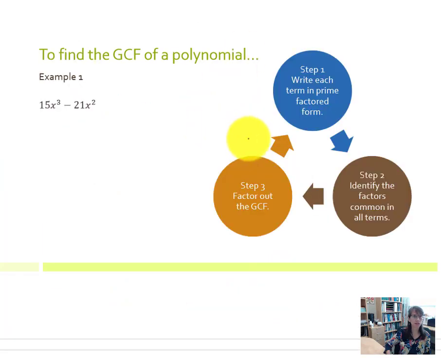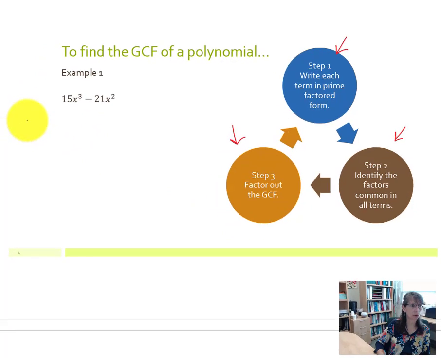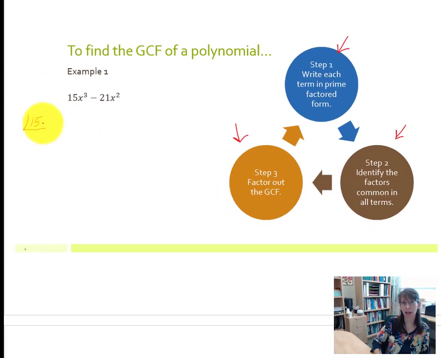To find the greatest common factor of a polynomial, we're first going to write each term in prime factored form. Next, we're going to identify the factors common in all terms. And last, we'll factor out that greatest common factor. So if I write 15 in its prime factored form, I'm thinking about 15 divided by prime numbers. Since it ends with 5, I could divide by 5, and that leaves 3. 3 divided by 3 leaves 1. So 5 and 3 are the prime factors of 15.